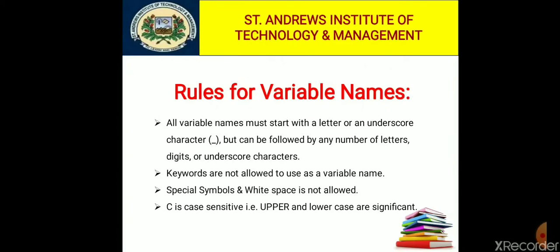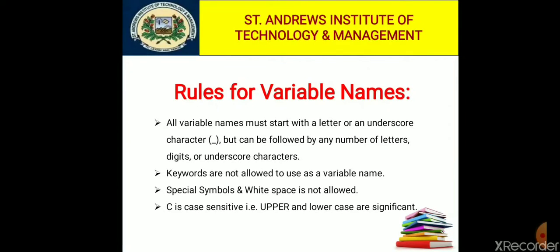To create a variable name, all variable names must start with a letter or an underscore character. If we have any word which does not start with a letter or underscore, it cannot be used as a variable. So all variable names must start with a letter or an underscore character, but can be followed by any number of letters, digits or underscore characters. Then keywords are not allowed to be used as a variable name.